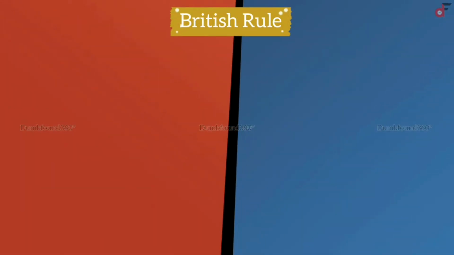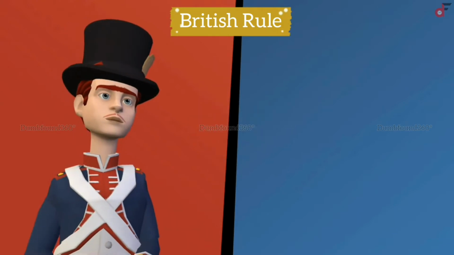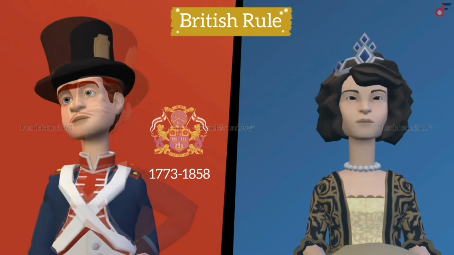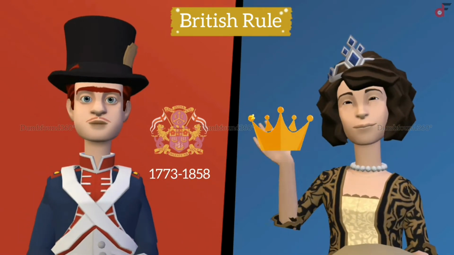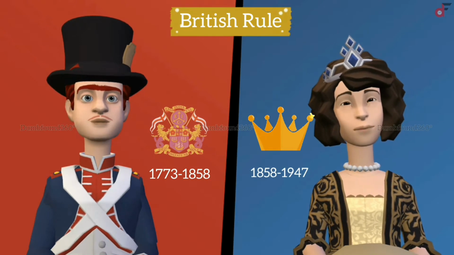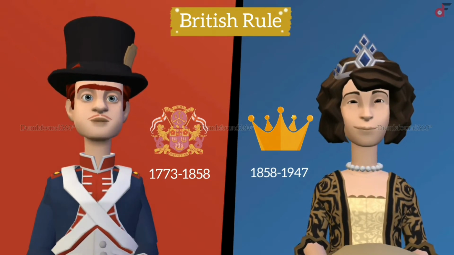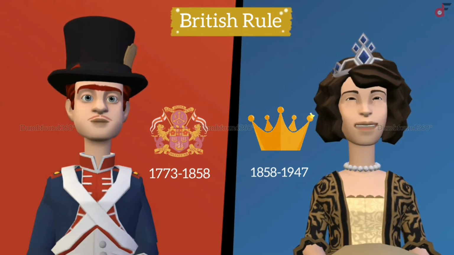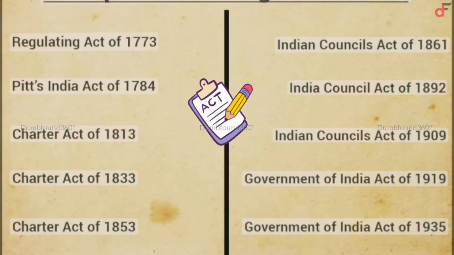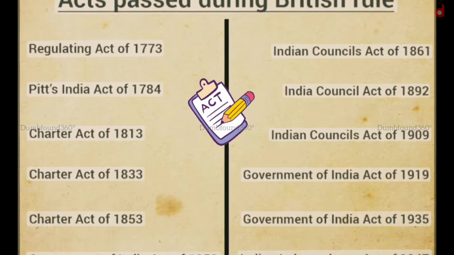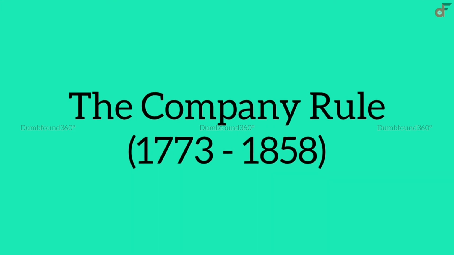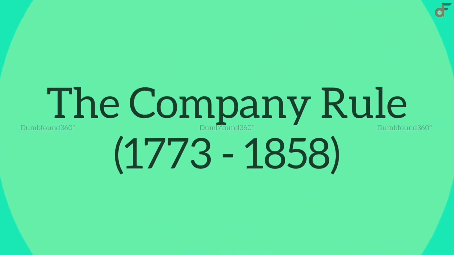The British rule in India can be divided into two major headings. 1. The Company Rule from 1773 to 1858. 2. The Crown Rule from 1858 to 1947. Under both the Company Rule and the Crown Rule, various acts were brought. Let's have a look at each one of them in a chronological order. Acts brought under the Company Rule.